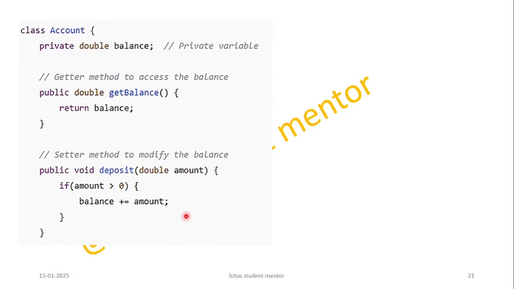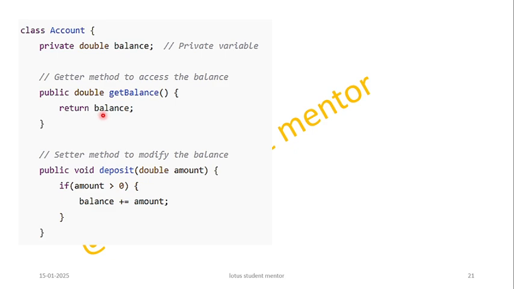Now coming to the program using the concept of encapsulation, here is the class Account. The class Account has a private double balance, which is a private variable. To access the balance we use the getter method getBalance: public double getBalance, which returns the balance. Mainly note the get word and the return balance.